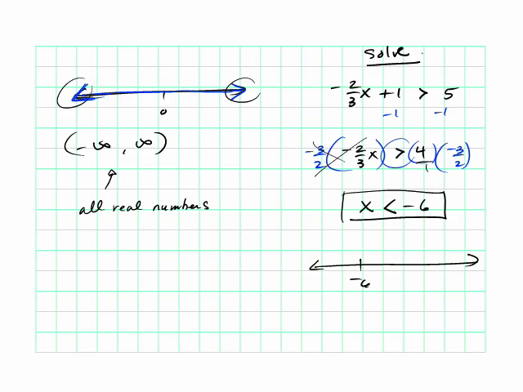On a number line, I would shade everything less than negative 6. Is that a bracket or a parenthesis there? That would be a parenthesis. And in our interval notation, this represents all the numbers from negative infinity up to negative 6. And there's our lesson on solving linear inequalities.